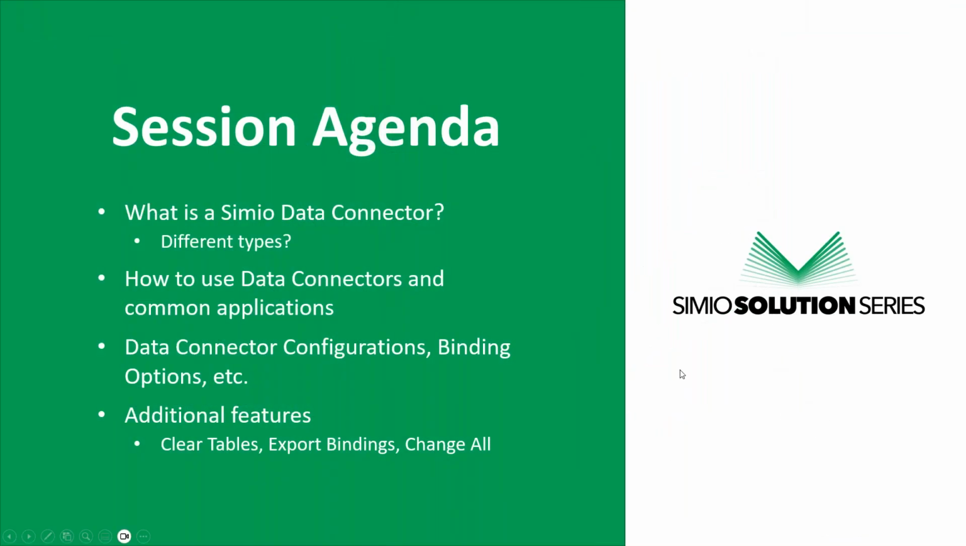So let's get tactical. What are we going to talk about today? We'll start with what is a data connector, what are the different types, how do we use them, and what are some common applications? And then some of the extras, so configurations, binding options, maybe these are things you've seen, maybe you've used them. We'll cover them today, along with some new features. We'll talk about export bindings as well, not just import.